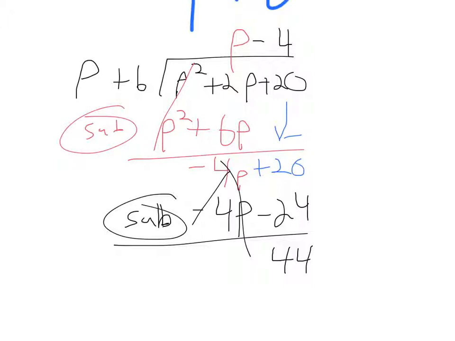Okay, so this is it. We're done because there's nothing else we can add here to make this cancel out. This is a remainder. And the way you write your remainders in an expression problem is you divide it by the term you were trying to divide into the original expression. So we had a remainder of 44, so we get 44 divided by p plus 6 to go here.